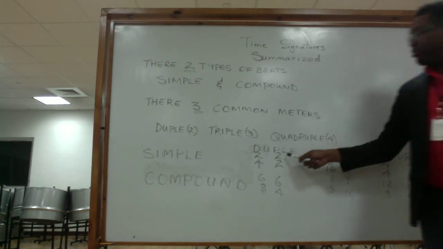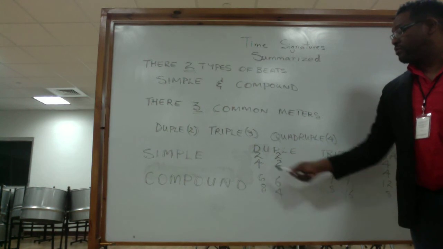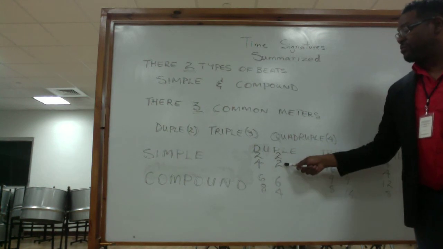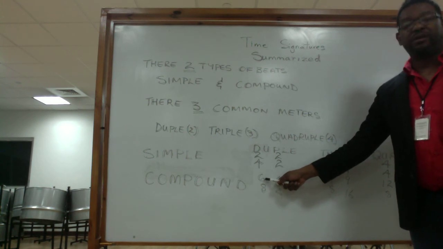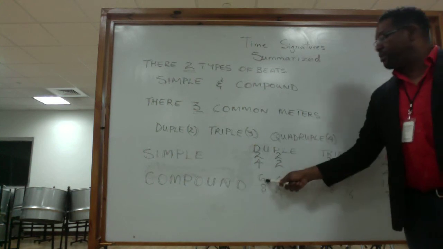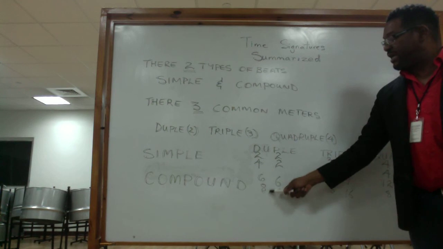Let's go back to duple. Duple, simple duple, 1, 2, 2/4, 2/2. Because compound time has groups of 3, it needs to be 2 groups of 3. Compound duple, 2 groups of 3, it will always look like 6. 6/8, 6/4.